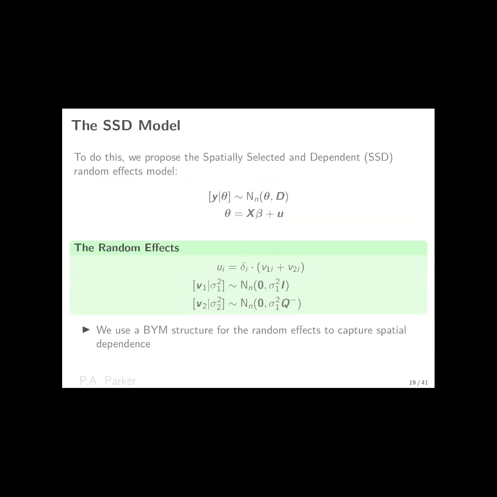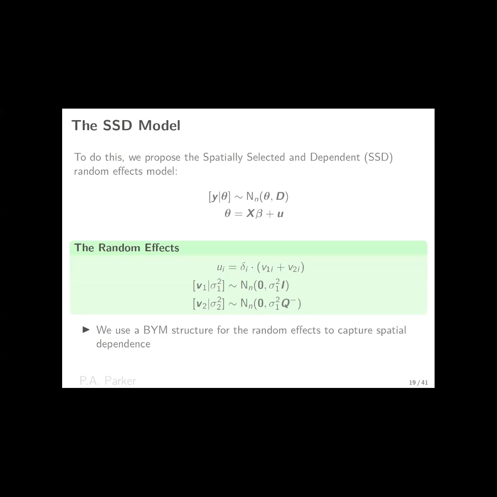And so we developed this spatially selected independent random effects model, or SSD. This is an area level model. So the data stage here looks just like the Fay-Harriott model, right? It builds off of that. So y given theta is multivariate normal, mean theta, covariance matrix is the diagonal matrix D. And again, theta is modeled as x beta plus our random effects mu. And then all of the development goes into this structure for mu here.